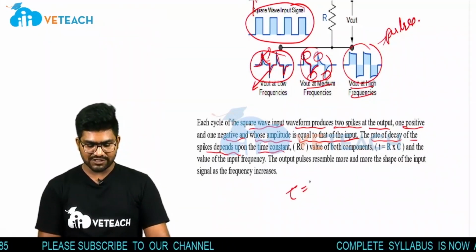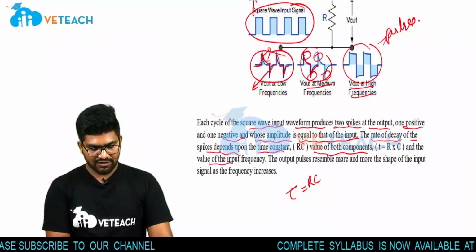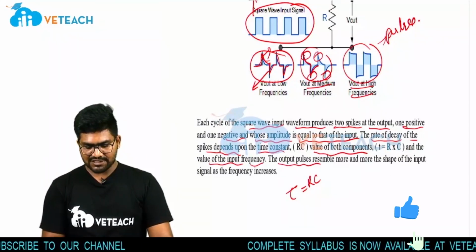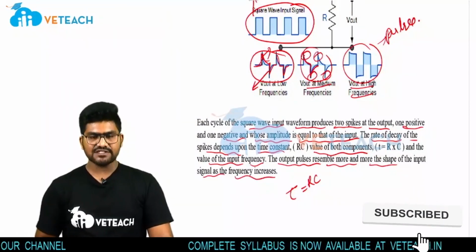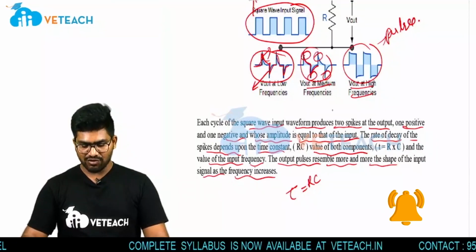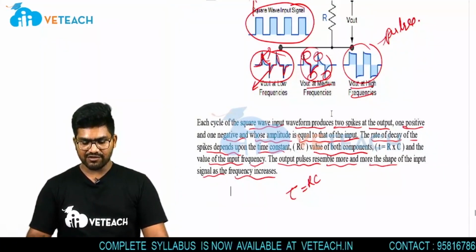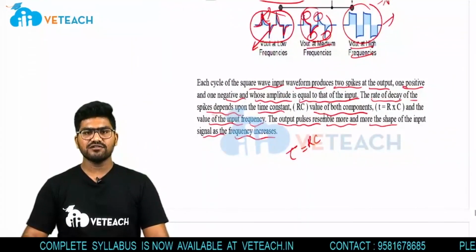The RC circuit time constant is nothing but tau equal to RC, the value of both components, and the value of the input frequency. The output pulses resemble the shape of the input signal more and more as the frequency increases. So if I increase the frequency, the output signal will become a complete pulse shape. Okay, so with this I am concluding this session.